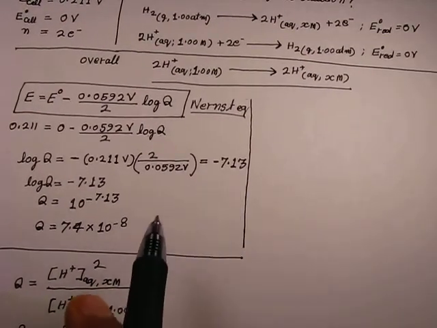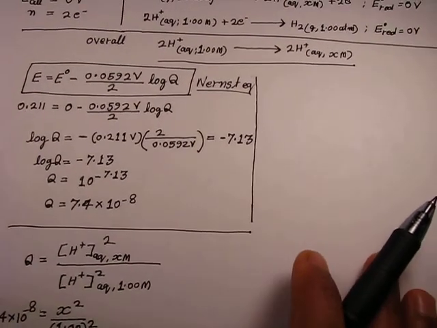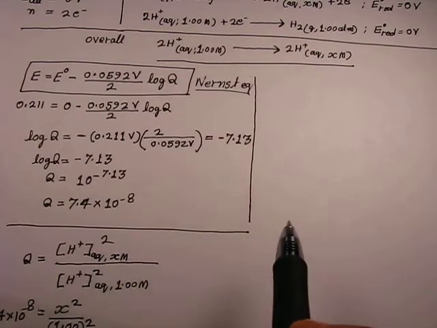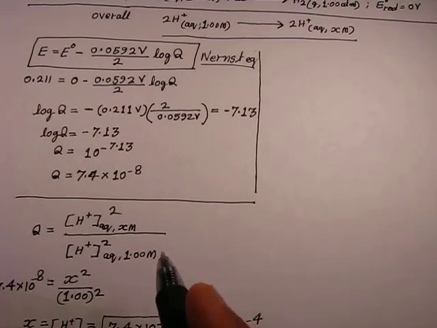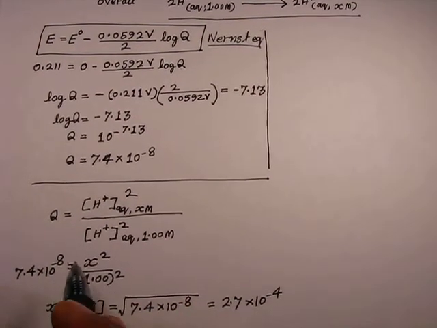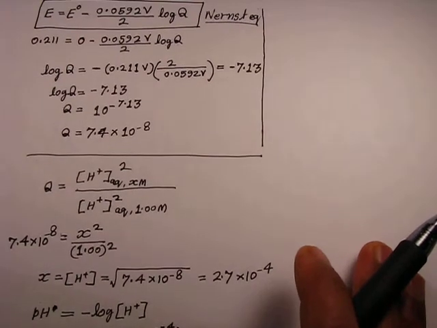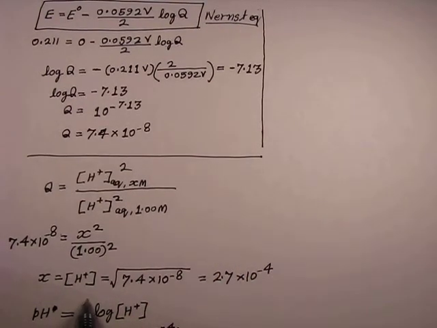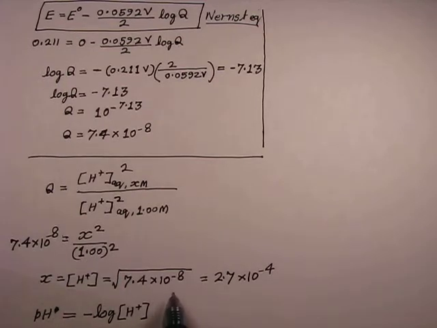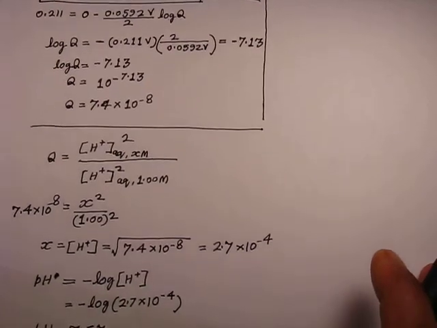Once we know Q, we can again utilize the reaction quotient, which is equal to product concentration divided by reactant concentration, and the product concentration we have to find out. The reactant concentration is already given, so this will be x squared divided by 1 squared. The Q value is already given, and x will be equal to the hydrogen ion concentration, which is the square root of 7.4 times 10 to the minus 8, which is 2.7 times 10 to the minus 4.